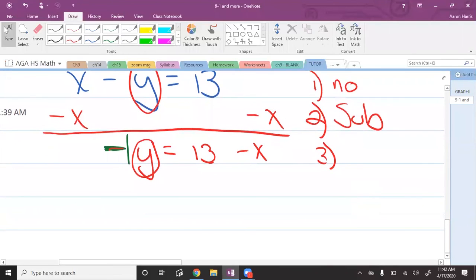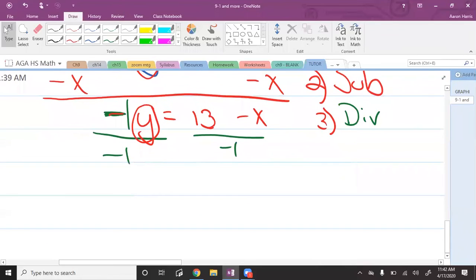Step 3, what does it say? Step 3 is remove all addition, division from near your variable. Not addition. Oh, multiplication, division from near your variable. Good. So what am I going to do? Divide. Divide by what? -1. What I do to one side, I do to the other. So -1 divided by -1 gets me what? 1. What's left? Y equals, what's 13 divided by -1?